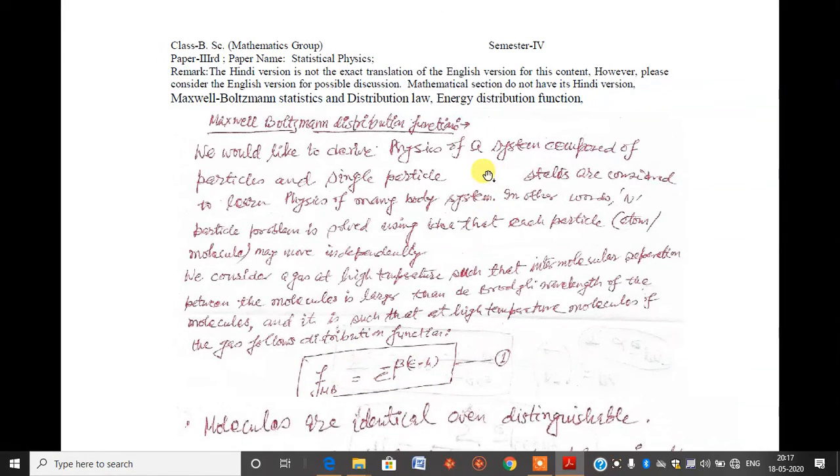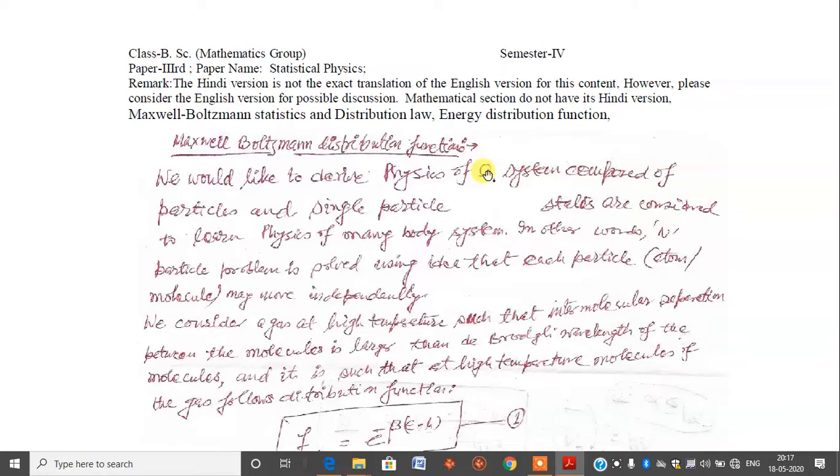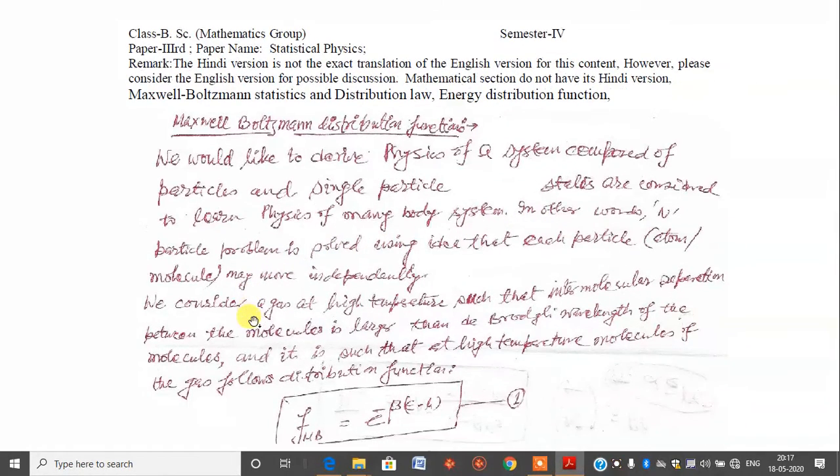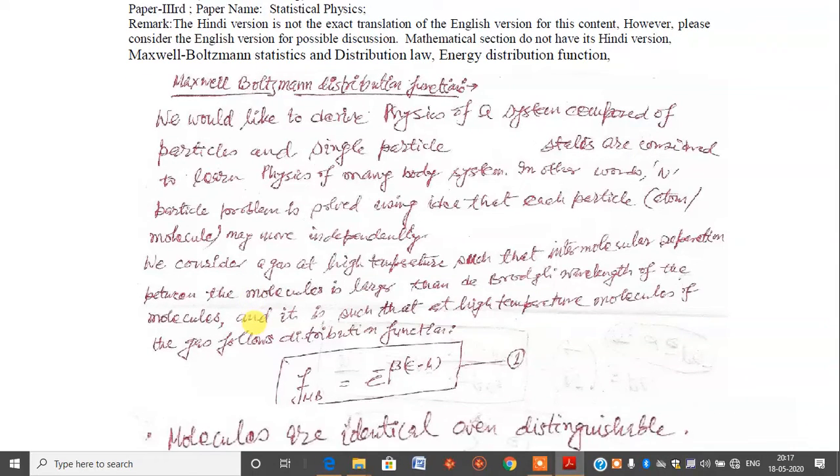So we have a system of gas. There are a number of molecules. These molecules are at temperature T. Say they are placed in a container having volume V. The molecules are at high temperature, so they are distant apart. They are not feeling each other, or there is no interaction among these molecules. And since the molecules are distant apart, the density of the gas is very low.